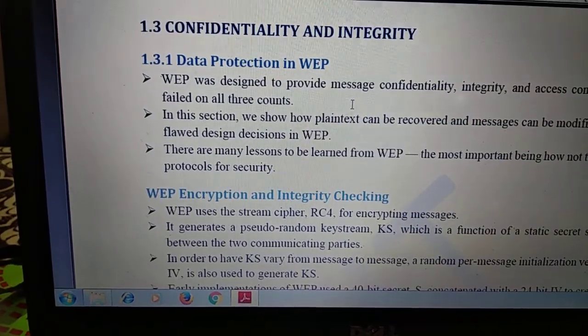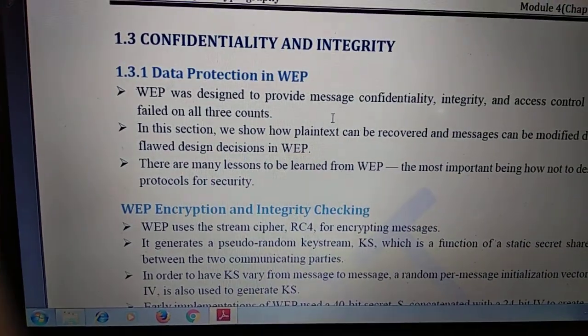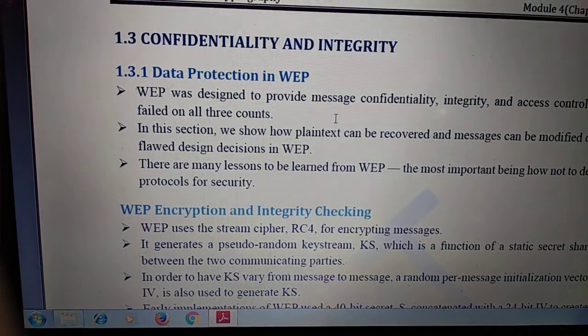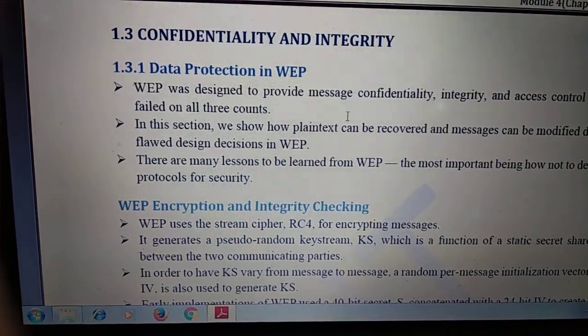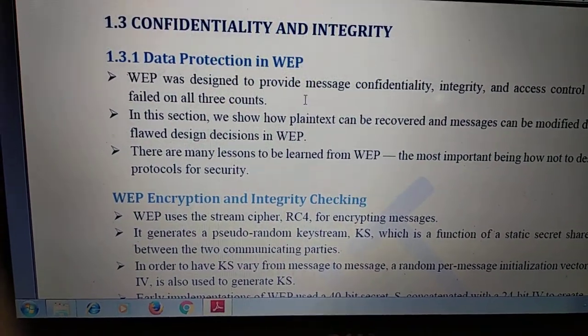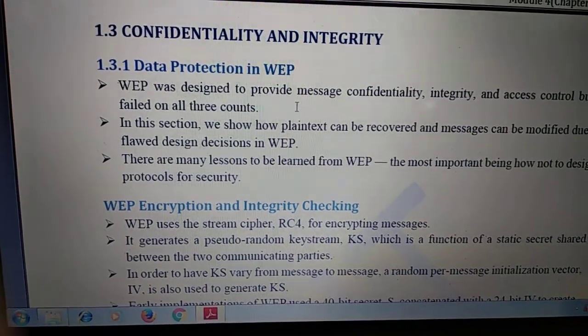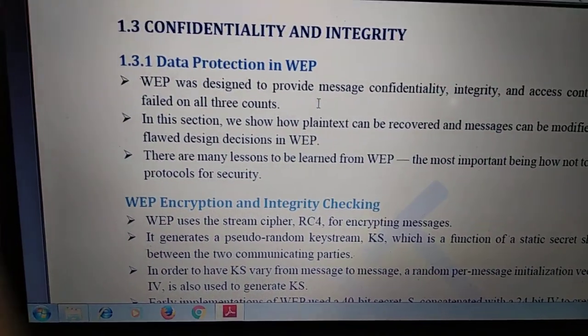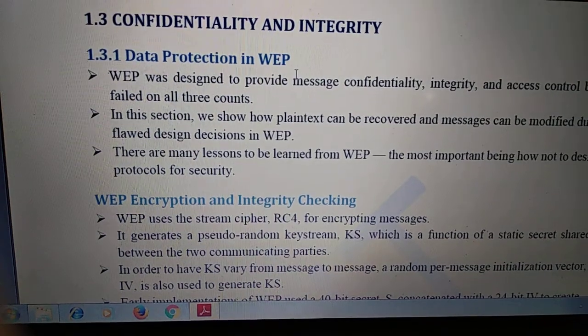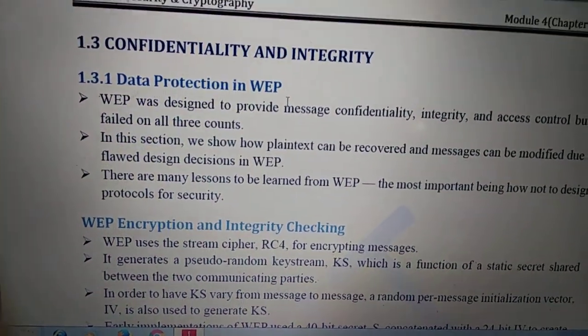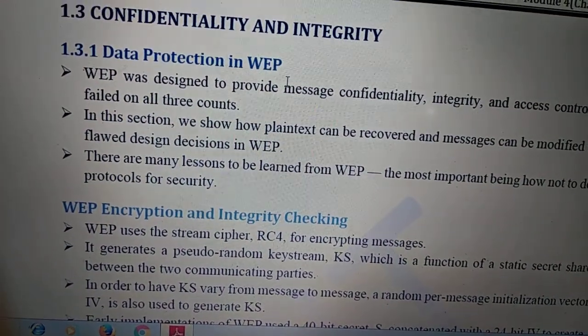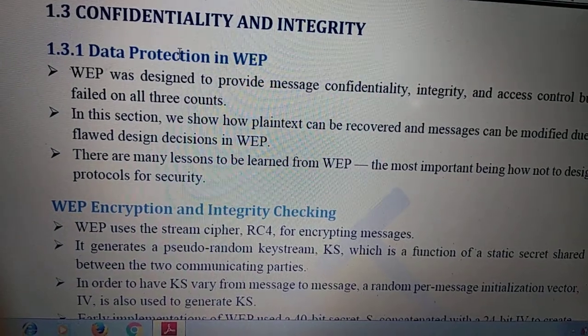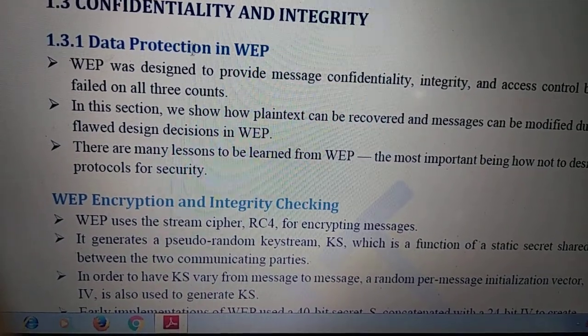We saw the property called confidentiality, which means encryption. Integrity means we have to add some code like CRC or checksum to say the message is not modified, right? Last class we studied that authentication can be achieved through some authentication protocols. Similarly, today we study encryption as well as integrity.